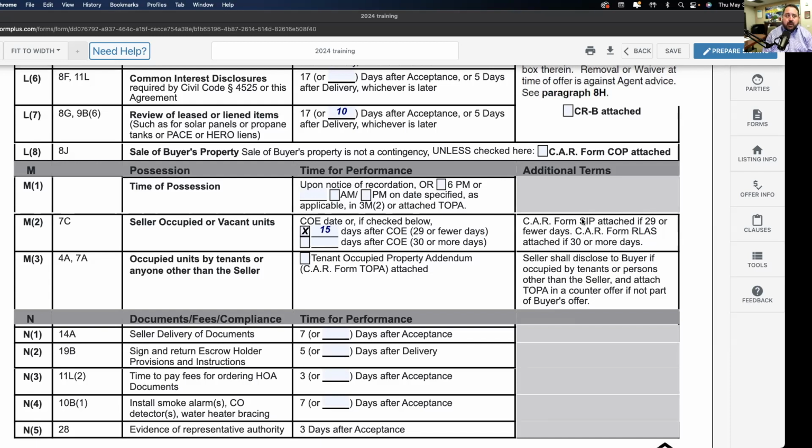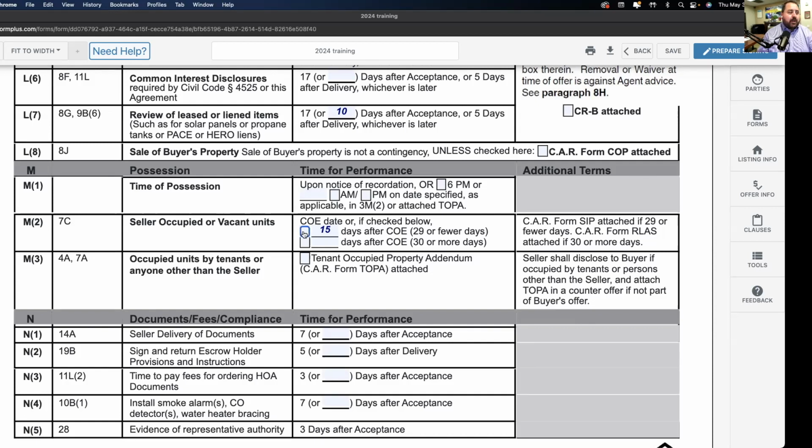Hey, we just showed your property. My buyers loved it. We're getting ready to write the offer. Are your sellers buying a replacement home? Is this sale contingent on that? By the way, how much time do they need after close of escrow? Because I want to make sure our offer shows that. Okay? So make sure that you're including the right forms. If it's 29 days or less, the SIP. If it's 30 days or more, it's the RLAS. Use the right documentation. Okay?